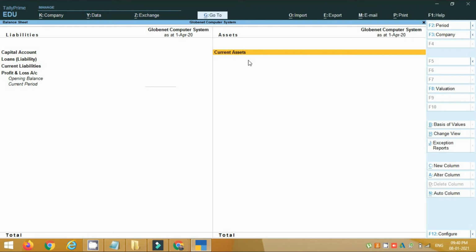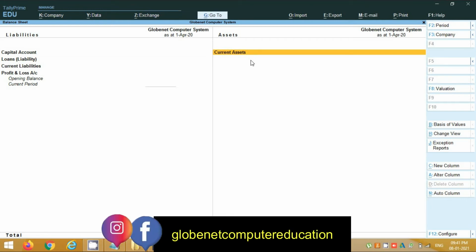Then we have investments. When any business firm invests some money in business activities, it is treated as investments. Then we have current assets. Current assets are those assets which are mostly settled within a year. For example, sundry debtors, bills receivable, etc. Then we have loans and advances, when loans are given or an amount is paid in advance by the business firm. For example, advances paid to suppliers, prepaid expenses, etc.